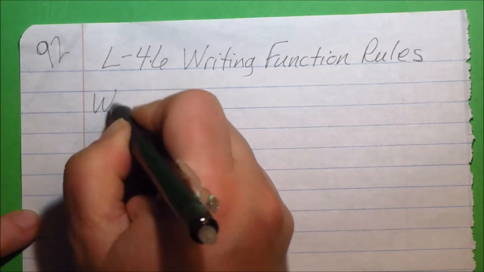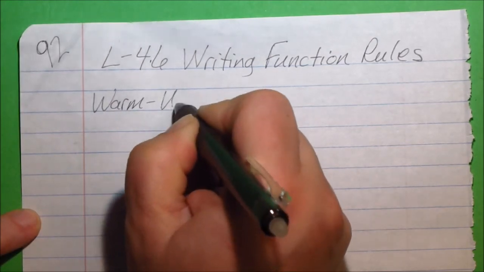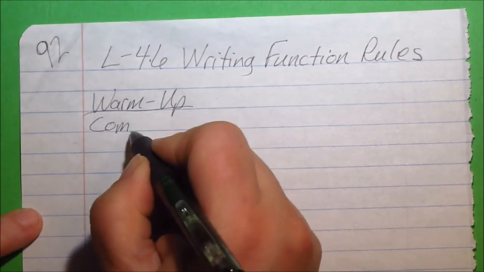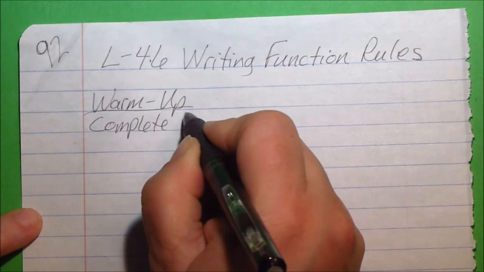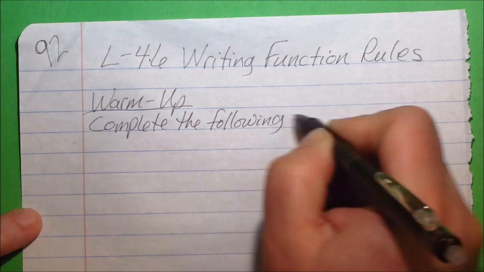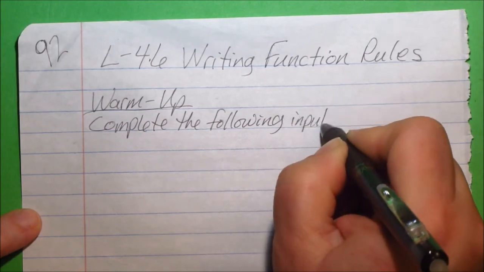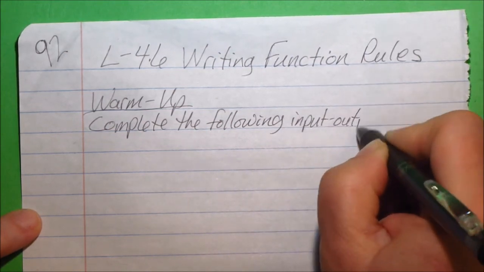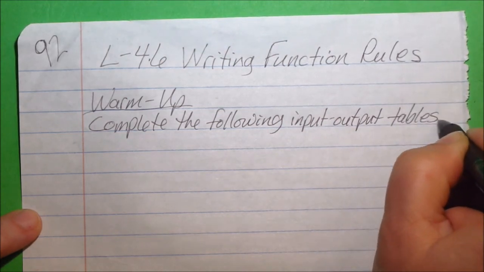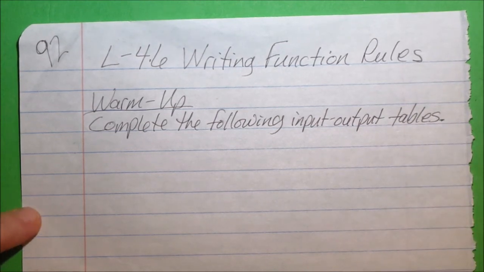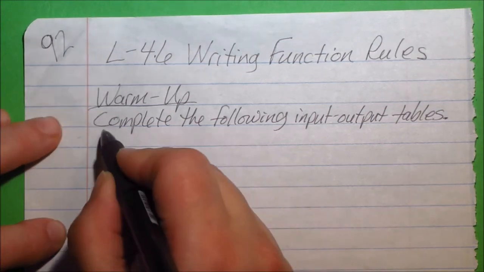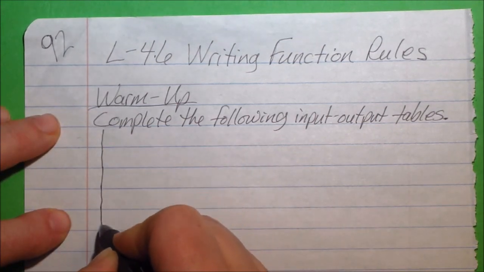All right, and our warm-up on this lesson is to complete the following input, output tables. This is what we learned how to do in lesson 4.5. All right, so let's see, 1, 2, 3, 4. I need 6 lines here. 1, 2, 3, 4, 6.